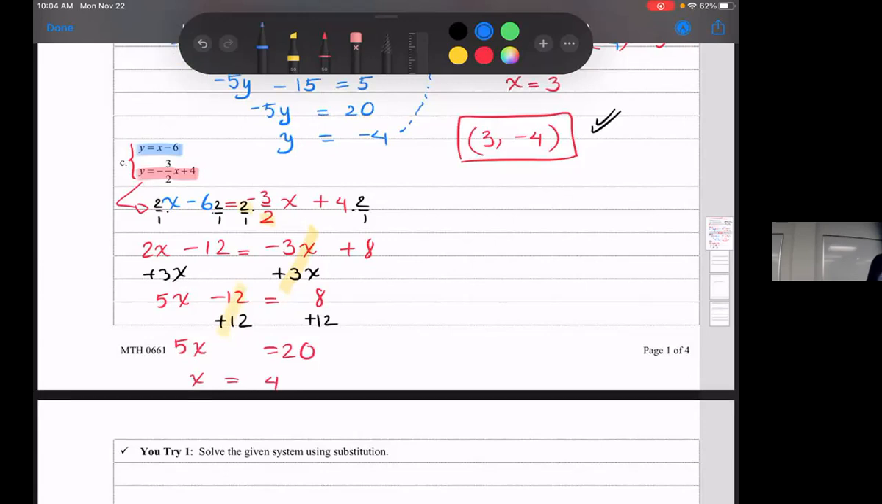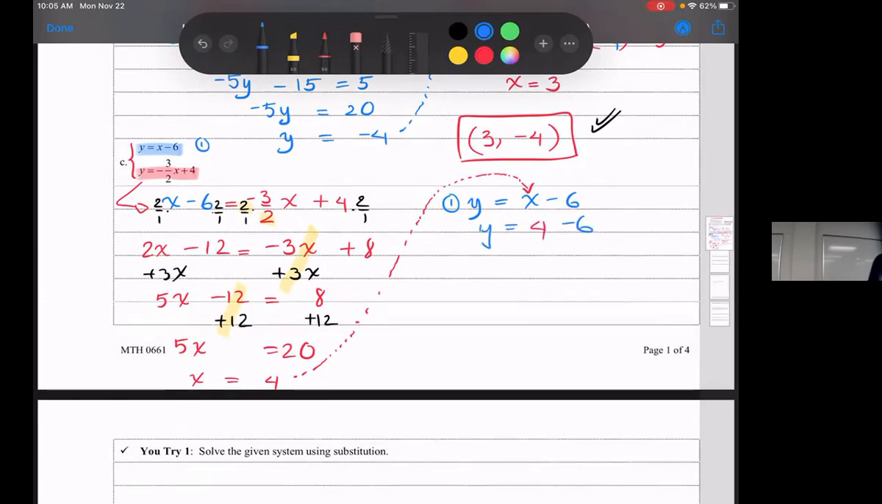Then you plug into the blue one. Let me write the blue one down here. y equal x minus 6, number 1. And all I have to do is plug in x equal 4 into the blue one. You don't have to show me this arrow, but just for the sake of your notes, go back and look at it. y equal 4 minus 6. So y equal negative 2. And don't forget to put it in ordered pair. 4 comma negative 2.